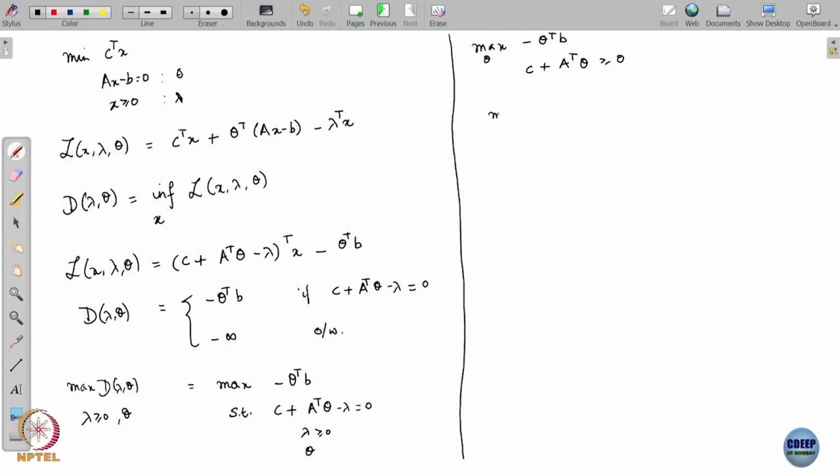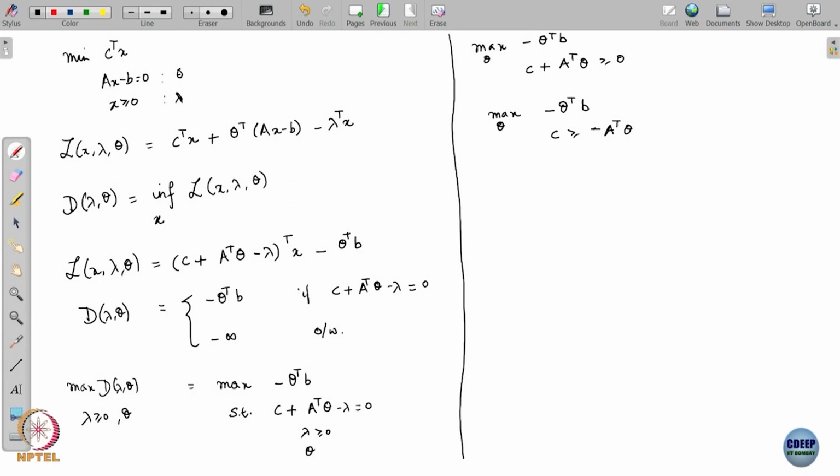So I can say maximize minus theta transpose b. I'll write this in the following way: C is greater than or equal to negative of A transpose theta. And I am maximizing over theta.